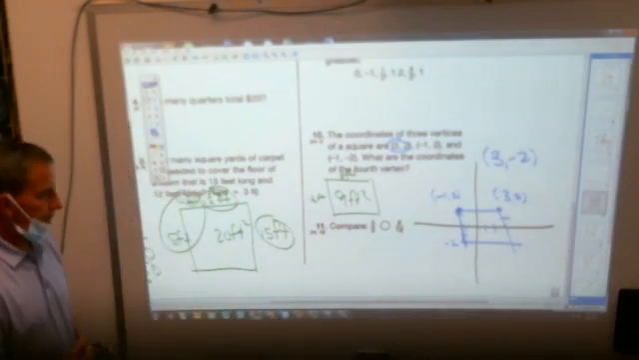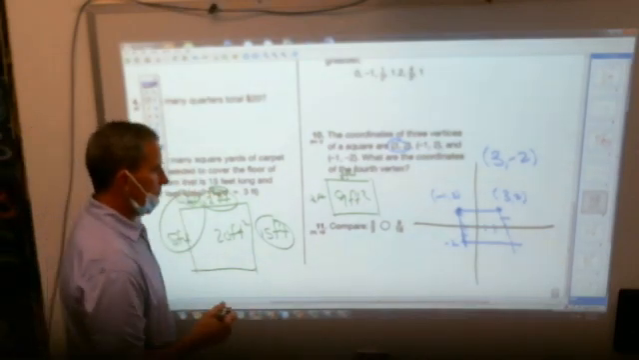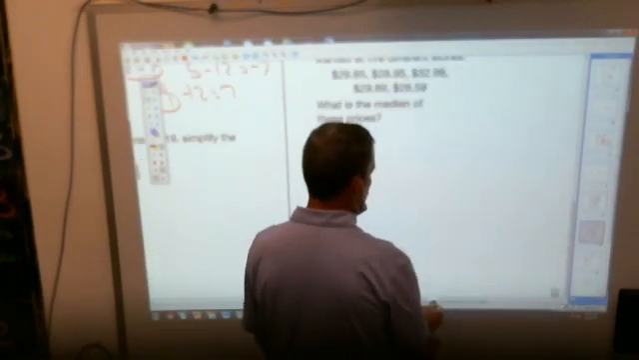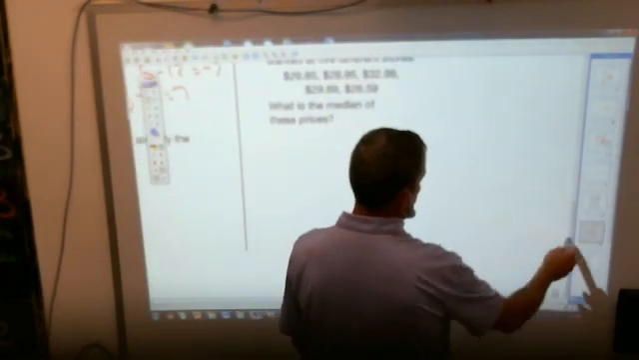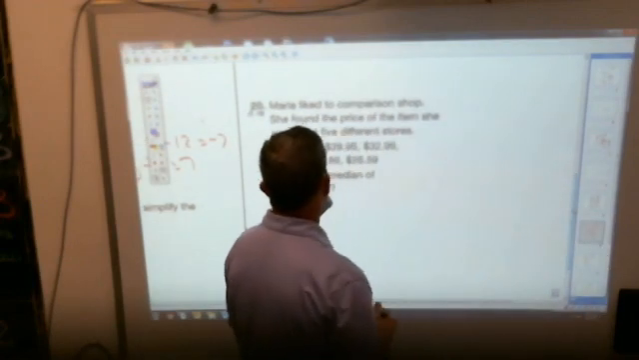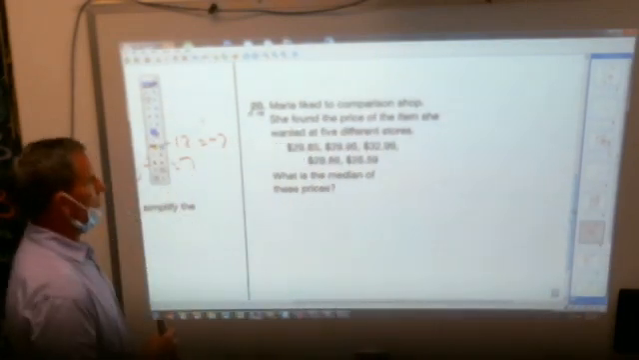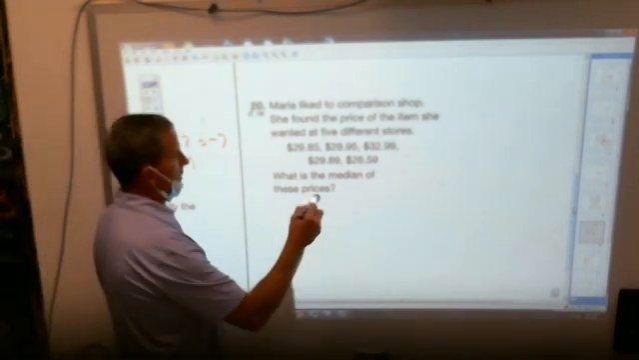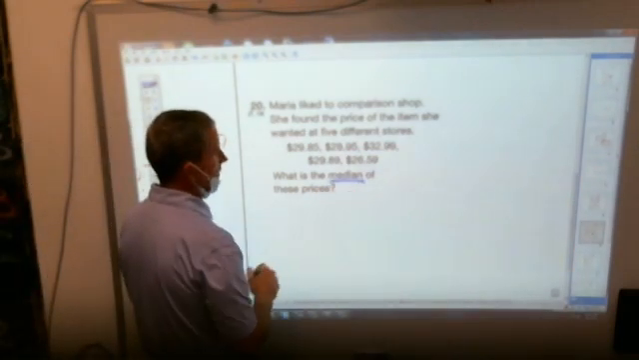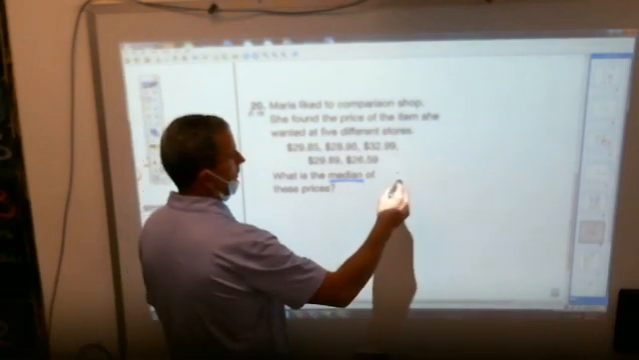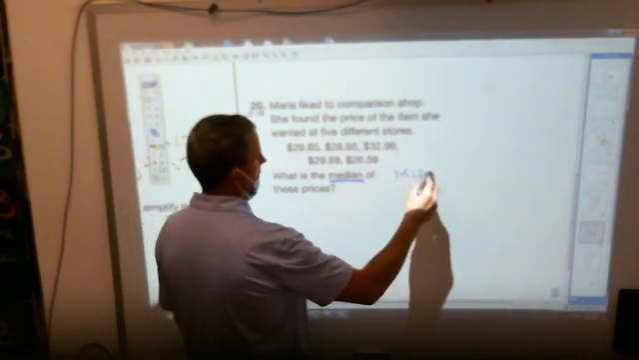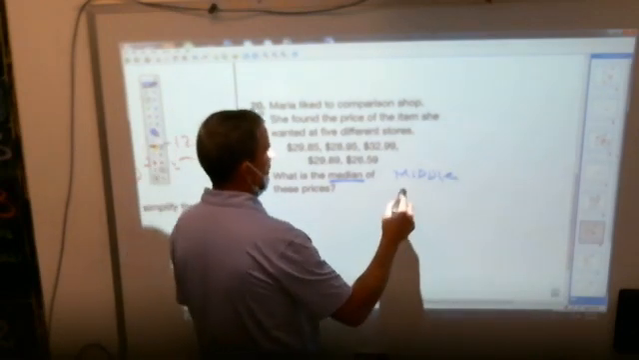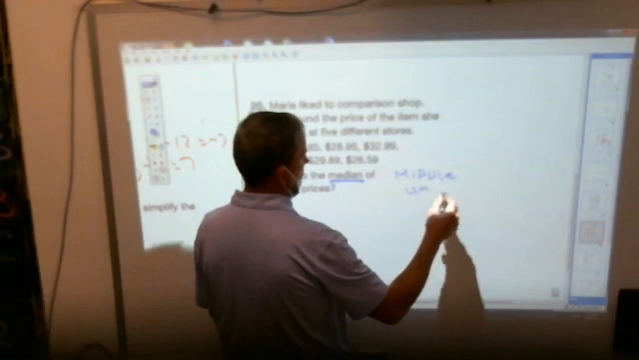Jake? I did number 20. Really? What happened? Because of all the numbers, I would have thought 20 was one you were going to get. What does 20 ask? What is the median? Ladies and gentlemen, this would be the notes for number 20. What does median mean? Middle. But in order to find that middle, you have to write them from least to greatest, otherwise your middle won't be the middle.